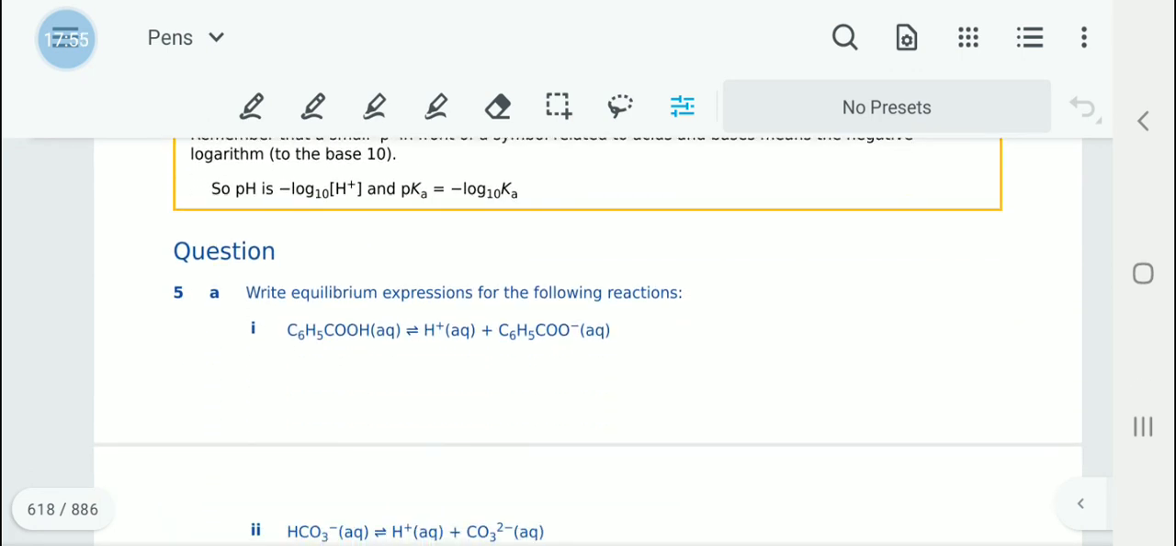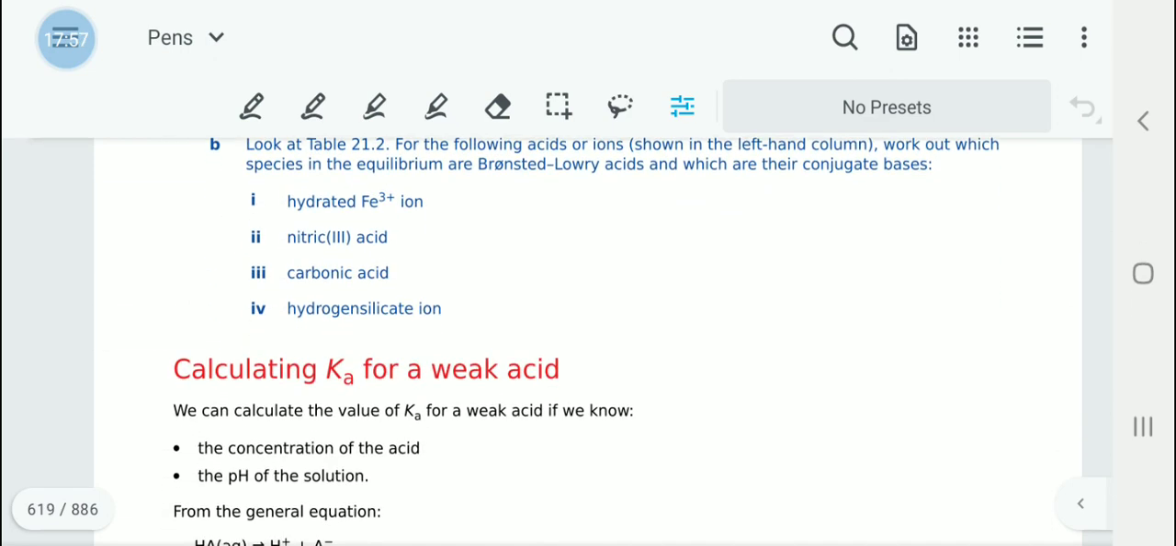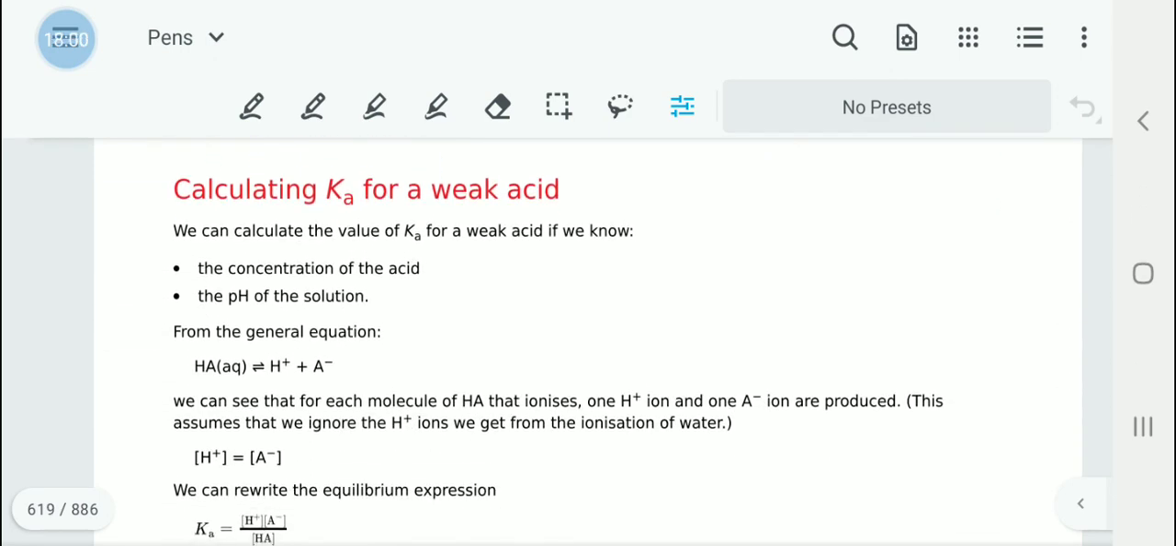If it does not, please ask questions. Do question number 5 once you have done it.